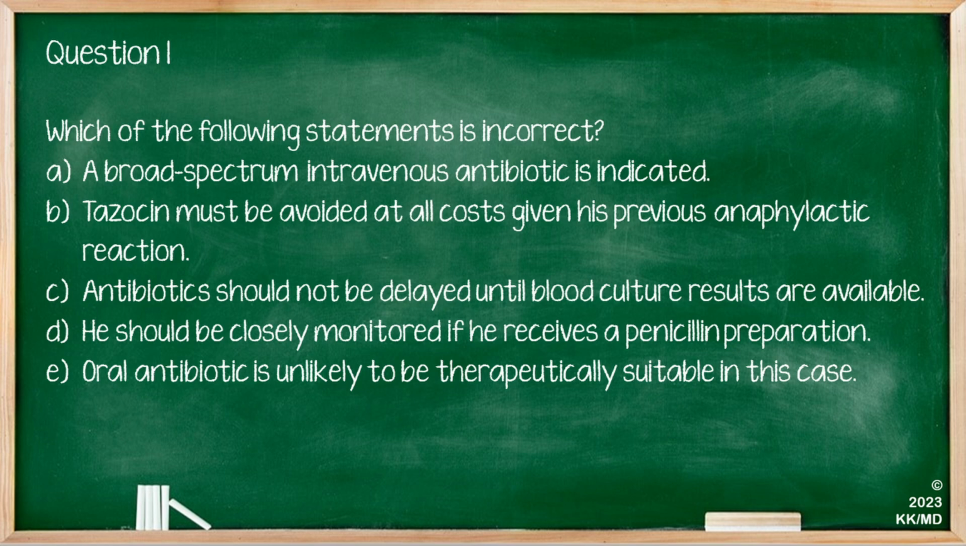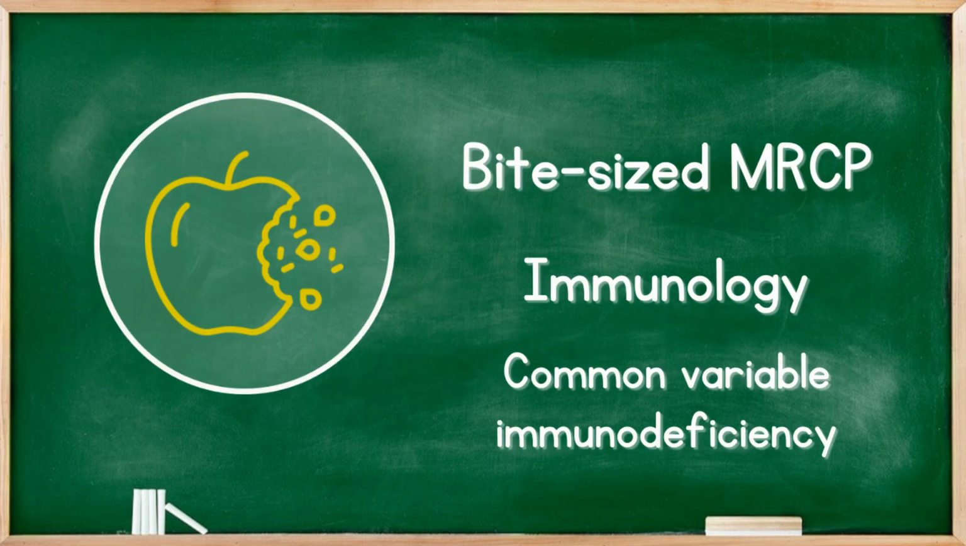Answer E is that oral antibiotic is unlikely to be therapeutically suitable in this case. This is also correct because he has neutropenic sepsis on a background of immunosuppression and is very unwell with it. So he really does need IV antibiotics and admission. So in this case, we come back to answer B, and this is incorrect. And so we can select this for the answer.